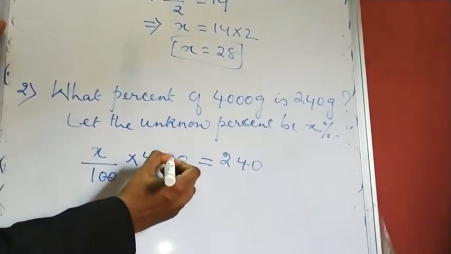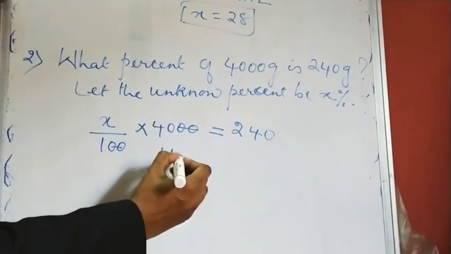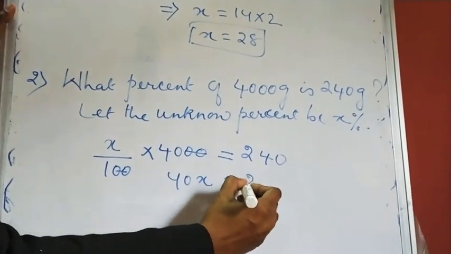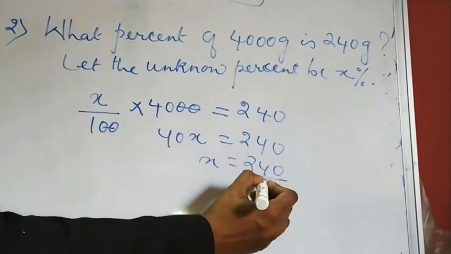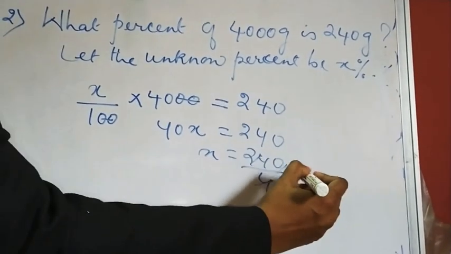So here we can simplify it. What do we get? 40x is equal to 240. x is equal to 240 by 40, which means we get how much?